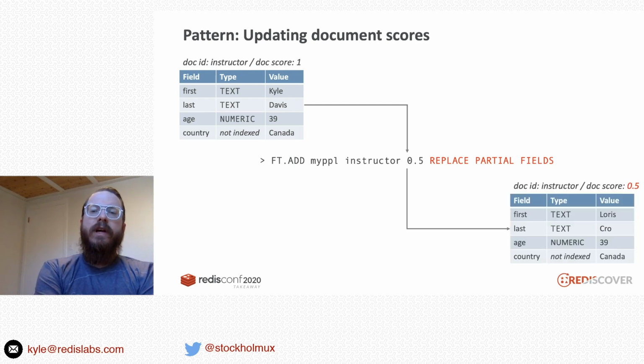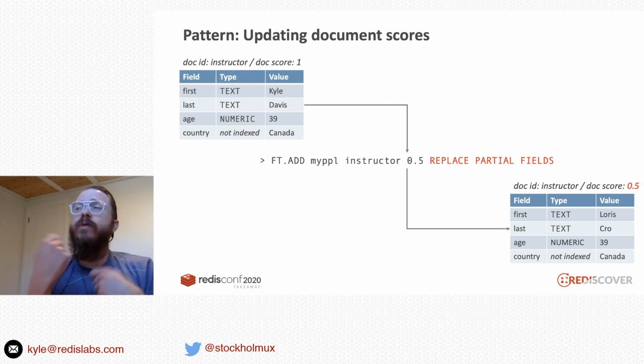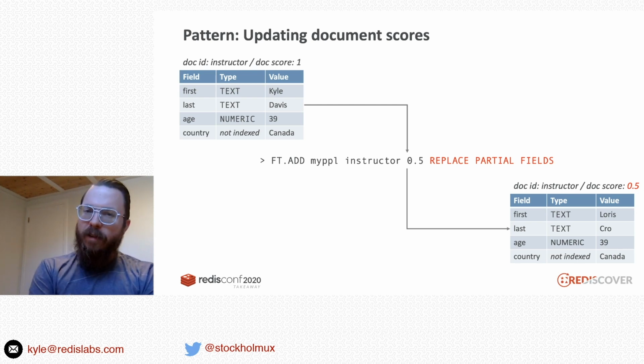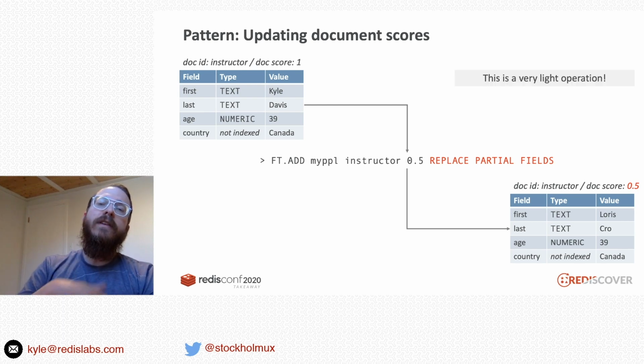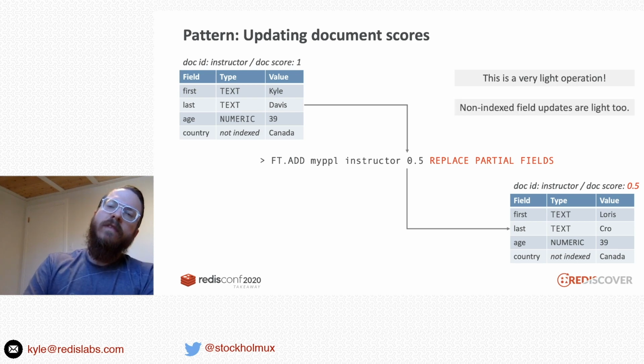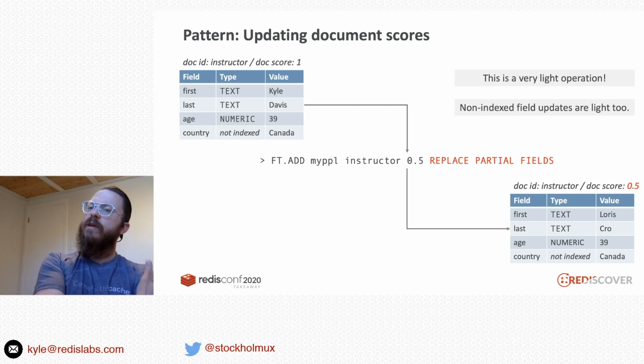So now we have done this and we've changed the doc score without having to do any re-indexing. And in Redisearch, the re-indexing is not very expensive, but it's among the most expensive things that the module actually does. So the thing to understand about this is just updating the doc score becomes very light and something you can do quite rapidly. This also works if you specify after fields the non-indexed fields.